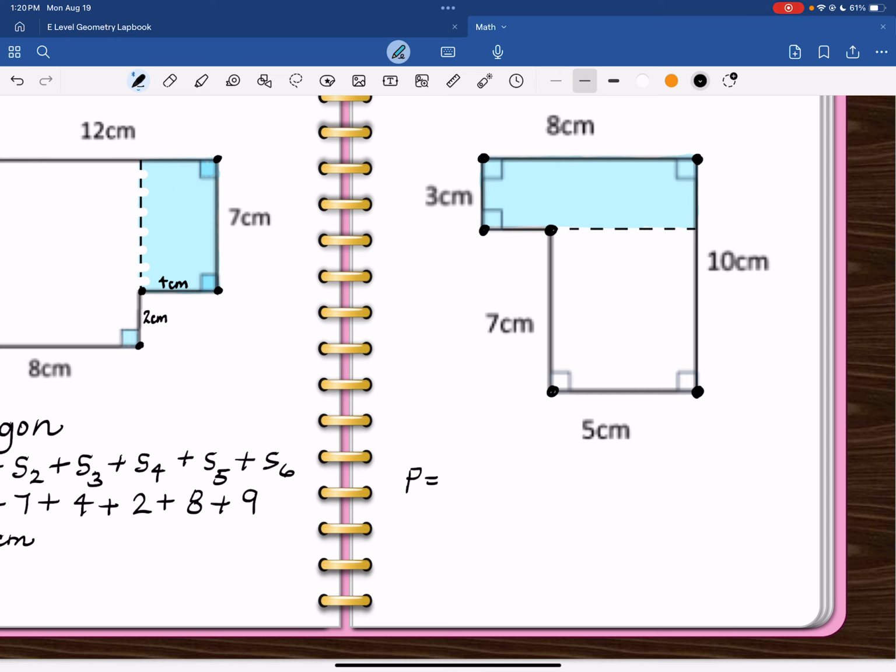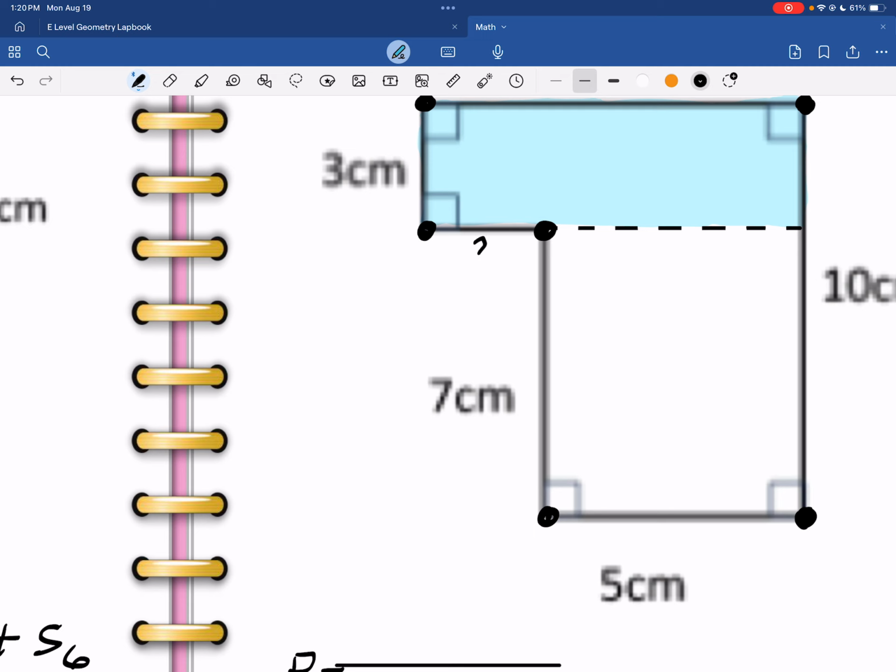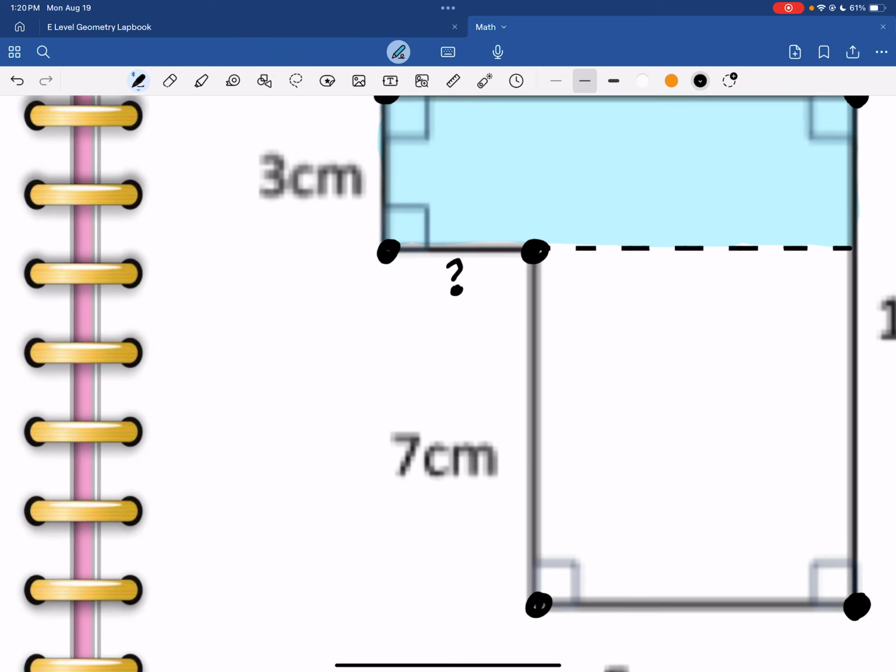But before I can do that, I need to find one of them. It looks like I have 1, 2, 3, 4, 5 numbers. I'm missing this little piece right here. We need to know what that dimension is going to be.